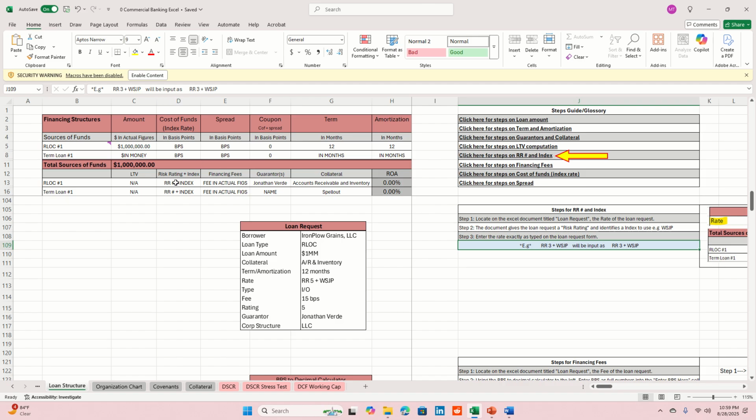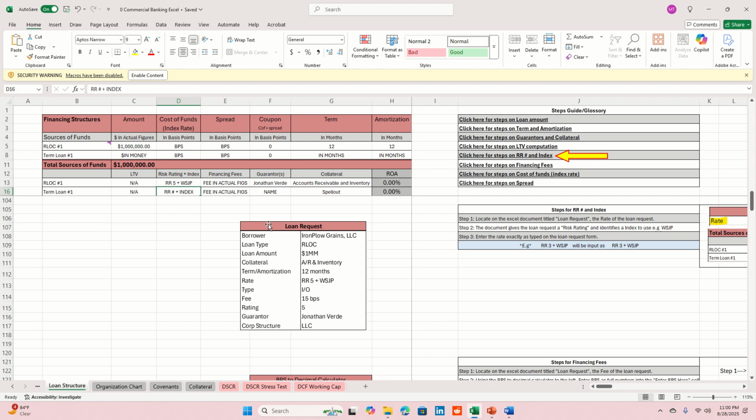column D, row 13, which aligns with revolving line of credit number 1, and column D, risk rating and index, D13. We're going to type in RR5 plus WSJP. And you guys are probably going to have SOFR or FHLB or something like that.